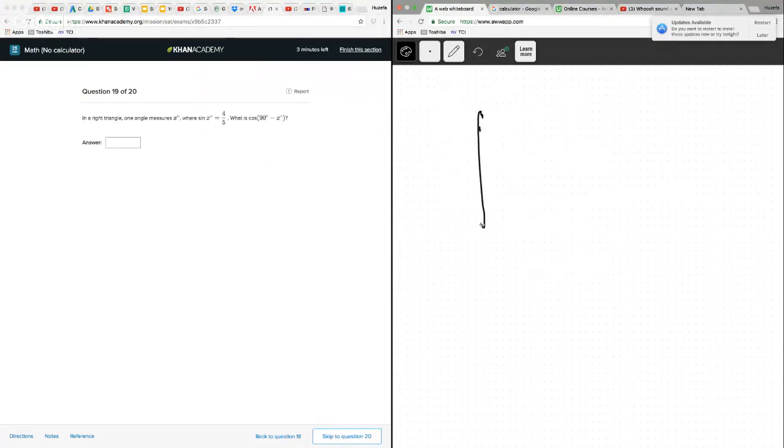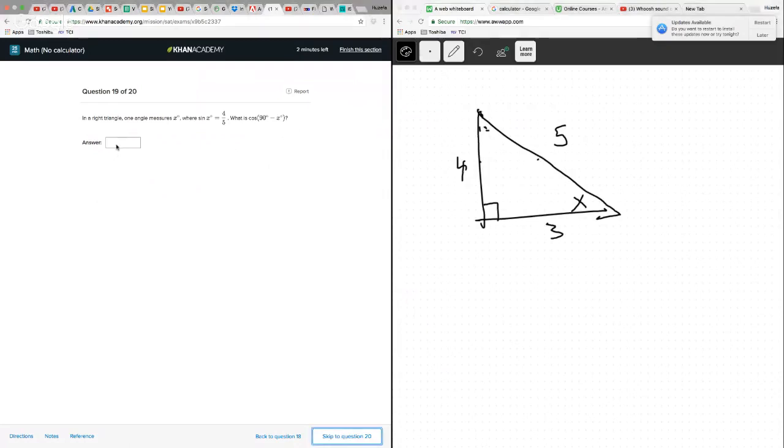Right triangle, boom, boom, boom. One angle x, where sine of x is 4/5, so opposite 4, and this has to be 5, and this is a 3. What is cosine of 90 minus x, which is this angle? So cosine would be adjacent over 5 because it's this angle, so it's just 4/5. 4 divided by 5.